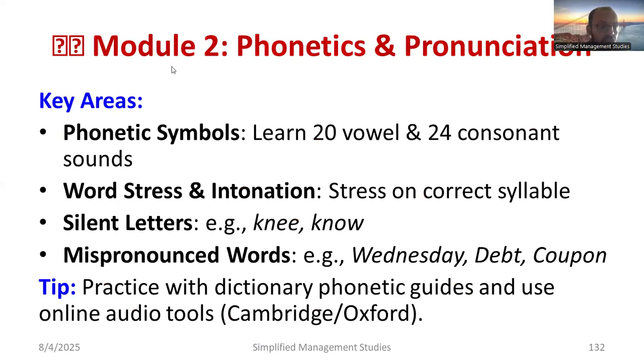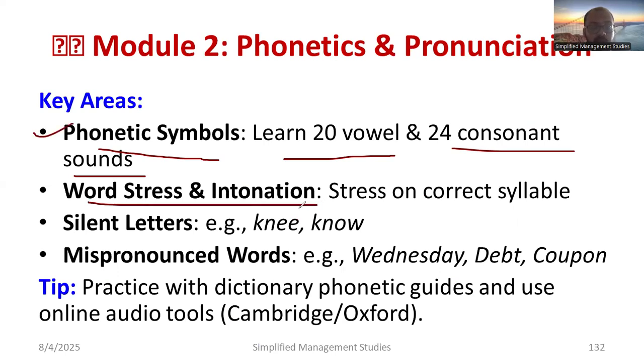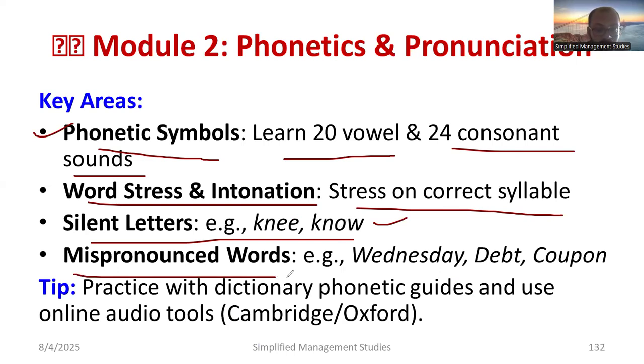Key areas from module two. Module two is actually phonetics and pronunciation. Here are the key areas you have to focus on. Phonetic symbols: learn the 20 vowel and 24 consonant sounds that you are supposed to remember. Then word stress and intonation, stress on the correct syllable. Silent letters, like knee, know. Which letter needs to be kept silent? Those points you have to remember. Then mispronounced words: Wednesday, debt, coupon.